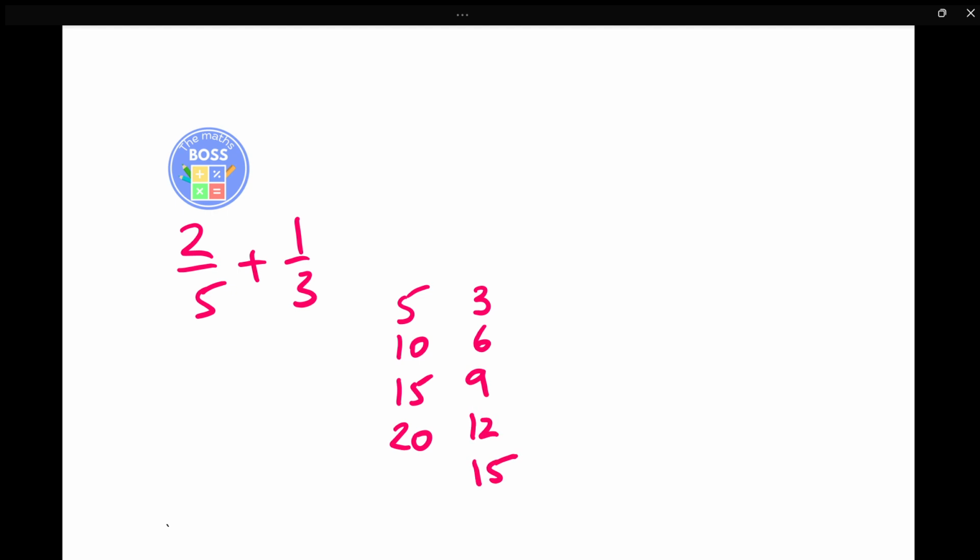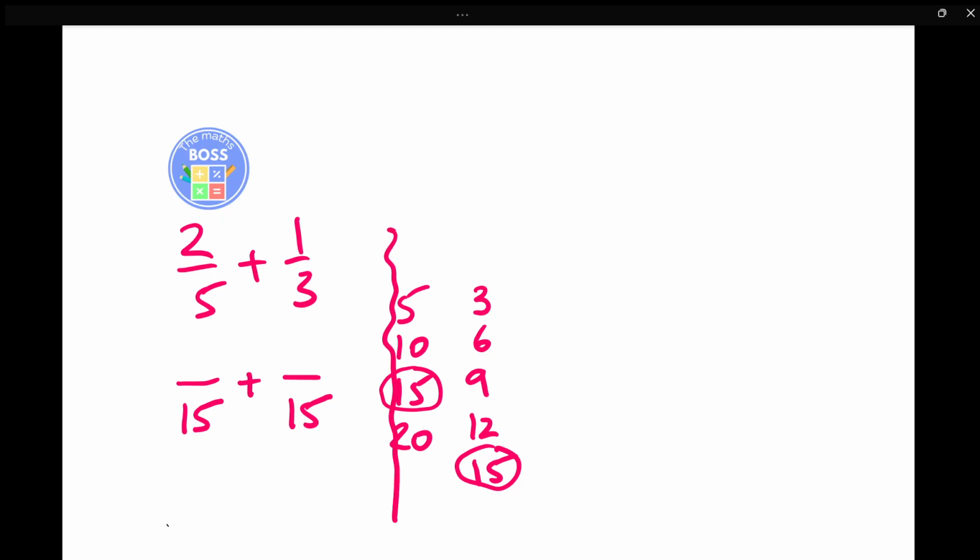Now, the purpose behind this is we are looking for the lowest common multiple. In other words, can you see a number on both sides that is the same? It has to be the lowest possible one. And now we have an agreement of 15. So, denominator 15 on this side, denominator 15 on this side. Split this up so it's working.